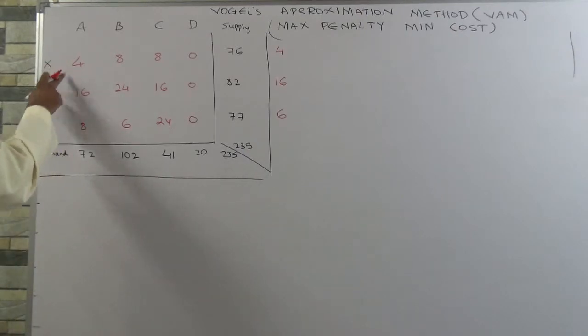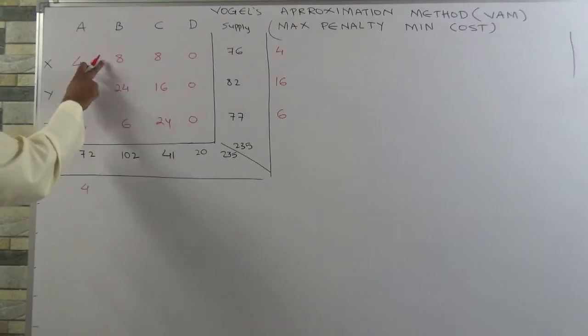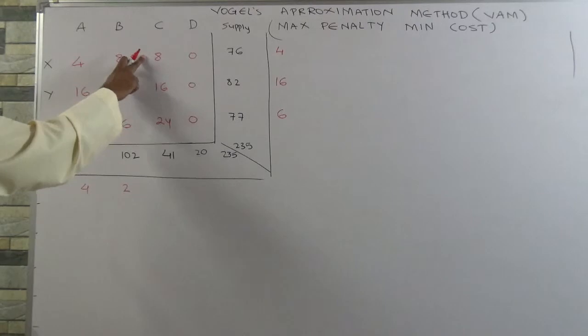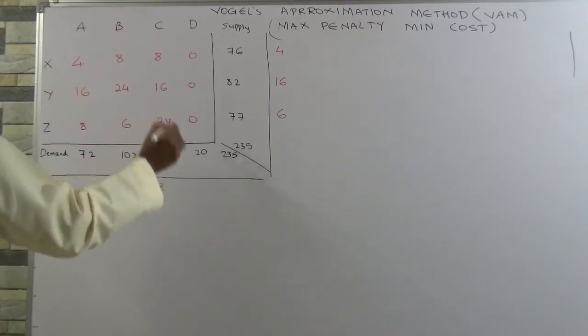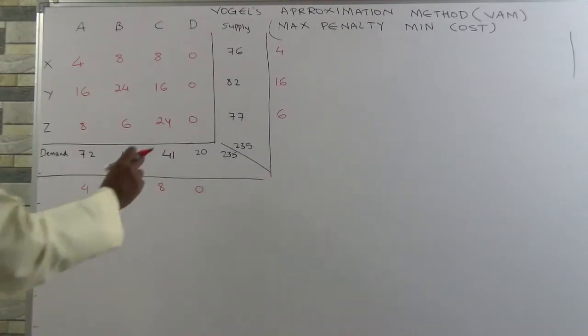Smallest number is 4. Next smallest number is 8. Penalty is 4. Smallest number is 6. Next smallest number is 8. Penalty is 2. Smallest number is 8. Next smallest number is 16. Penalty is 8 and 0. Once you have got all the penalties, follow this mantra.